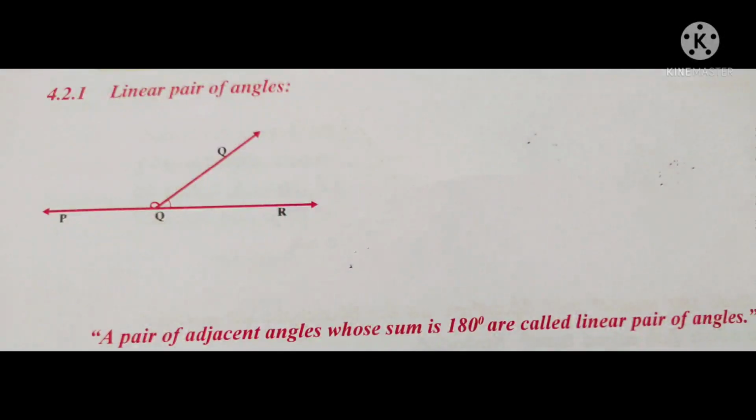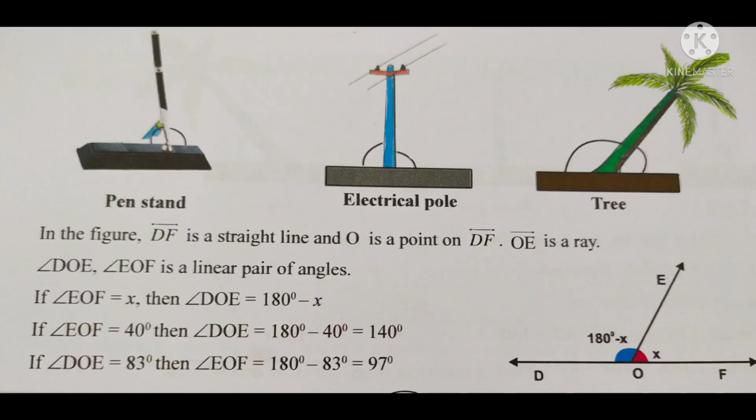The definition of linear pair of angles: a pair of adjacent angles whose sum is 180 degrees are called a linear pair of angles. Observe the linear pair of angles in the given pictures. There are three pictures: the first one is a pen stand, the next one is an electrical pole, the next one is a tree.